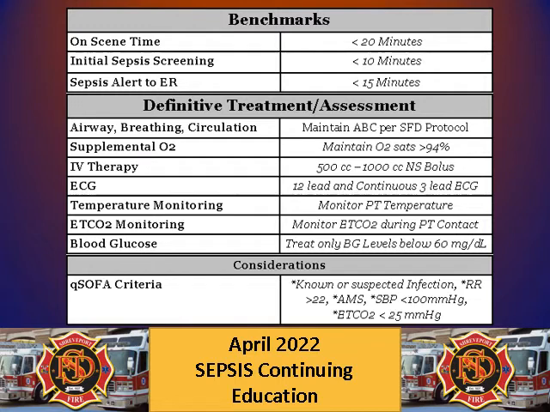temperature, treating their hypoglycemia if they have any, and knowing what our criteria are for really raising that index of suspicion. For example, qSOFA. You have a known or suspected infection, if they're tachypneic, having signs of end organ damage like altered mental status, if they're hypotensive, or even if their end-tidal CO2 is less than 25.